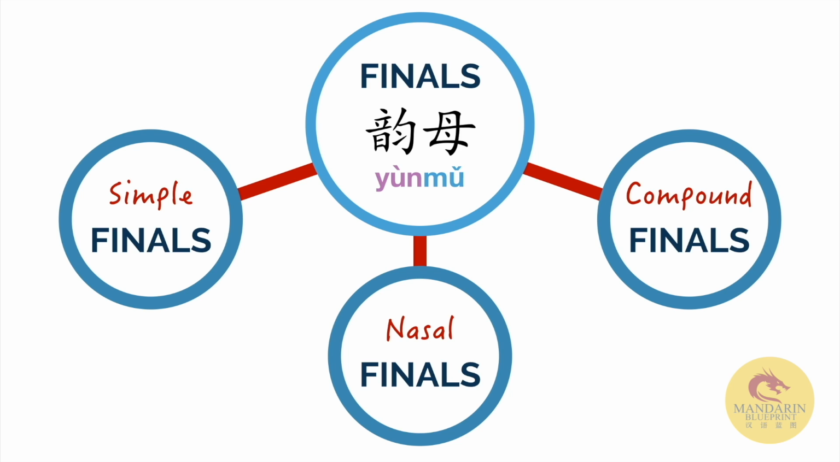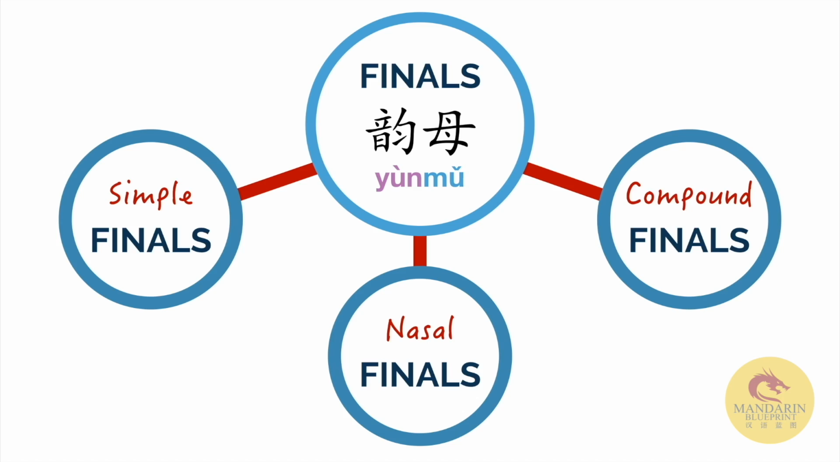We're going to start off this course by mastering all of the simple finals first, because they're essentially the building blocks of the pronunciation for the whole language. So once you can pronounce the simple finals well, you'll be able to pronounce the compounds and the nasals no problem. Speaking of which, let's get into those.